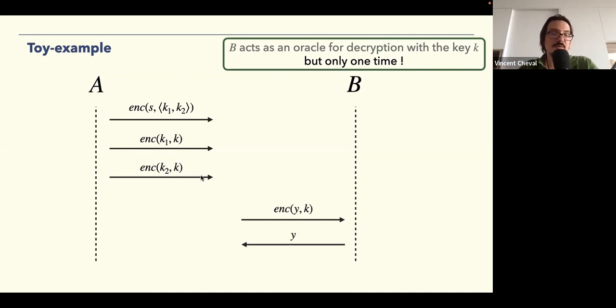So here we are interested in the secrecy of S. And even though the attacker can learn K1 or K2 within one execution trace, he's not able to learn both K1 and K2. And so in that case, he's not able to create the pair K1 and K2, which prevents him from knowing S.